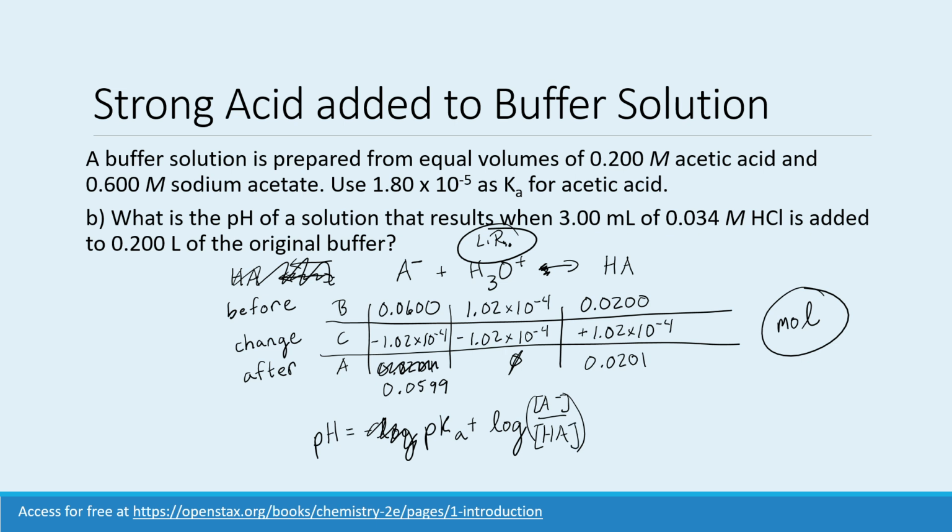And those are in concentrations. So we're very close to being able to use the Henderson-Hasselbalch equation. The only issue is that we have both of those in moles, and we need to get it into concentration values. To do that, we've got to take the moles and divide it by the total volume in liters. And remember that you had a 0.2 liter buffer solution, and you added 3 milliliters of hydrochloric acid.